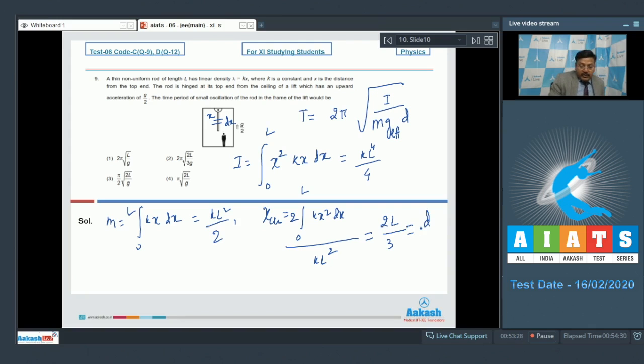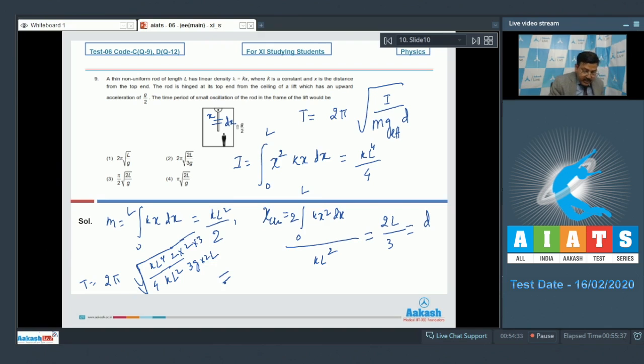So now we can plug in all the values to find the time period, and that time period T will be 2 pi under root I by m g effective d. The value of I is kL to the power 4 by 4, m is kL square by 2, g effective is 3g by 2, and d is 2L by 3. Well, the time period is 2 pi under root of I, kL to the power 4 by 4, over m, kL square by 2, g effective 3g by 2, and finally d, 2L by 3.